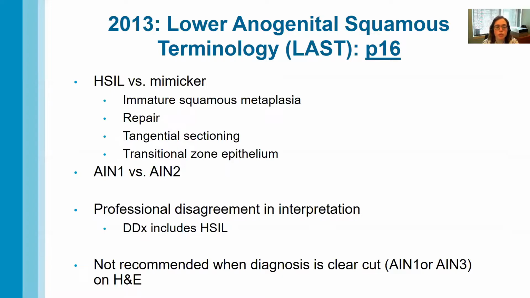Also, we should use p16 when we're trying to decide between anal intraepithelial neoplasia grade 1 versus 2, since AIN2 can show a little bit of subjectivity in diagnosis. And also, when there's professional disagreement in interpretation between colleagues and one of them includes in the differential diagnosis the possibility of high-grade squamous intraepithelial lesion. Now, p16 is not recommended when your diagnosis is clear-cut on H&E as AIN1 or AIN3. So only use it when you're considering the possibility of AIN2, which will make a significant difference in terms of management between a low-grade lesion and a high-grade lesion.